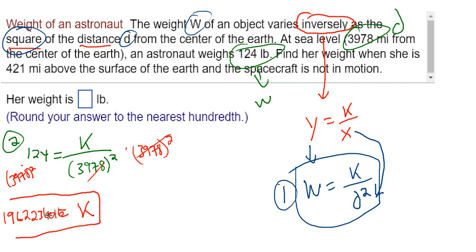All right. So this is my value for K. So let's go ahead and plug that into our formula right here. And so my equation becomes W equals this big number here, 196. I'll try to write this a little bit better for you to see.